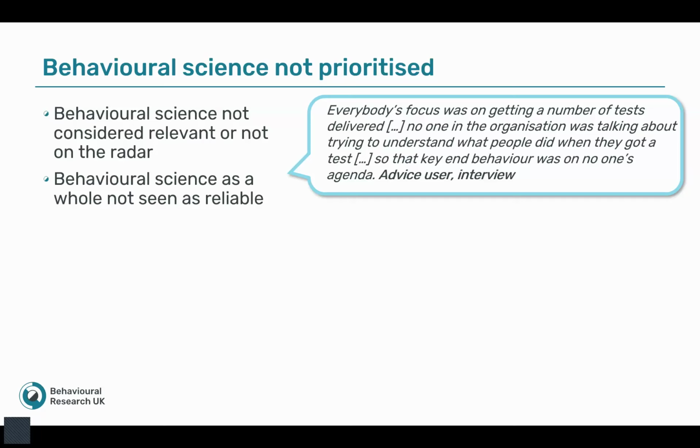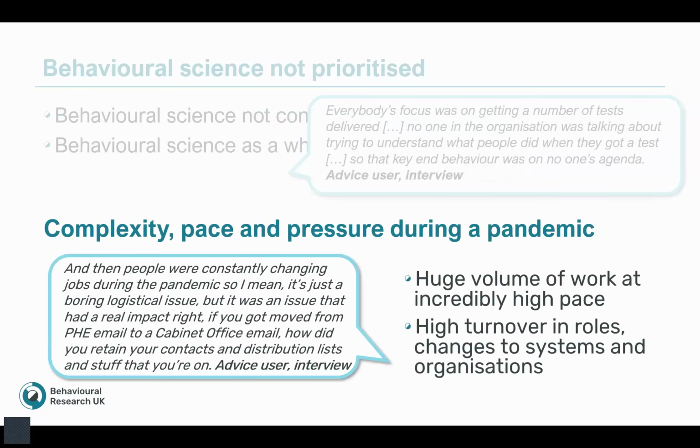So on the next slide, this next theme just talks about, in general, the complexity, the pace, and the pressure during the pandemic. So this affected a range of issues. The dissemination of advice, for example, was affected by high turnover in roles and changes to systems. This disrupted dissemination chains such as mailing lists. But also, of course, there was a huge volume of work, constant change, and high pace, and that meant that it was really hard to adapt and do things differently by taking on behavioural science advice.